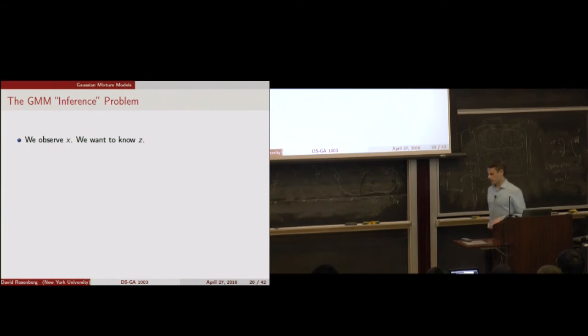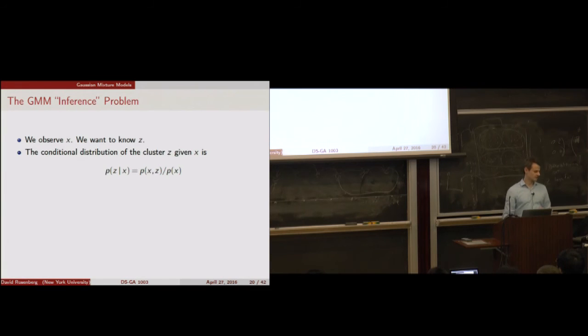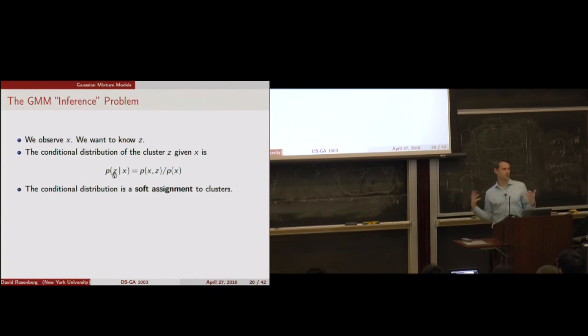And then the Gaussian mixture model inference problem. What's the inference problem? The inference problem is we observe x and we want to know z. We assume we know all the parameters of the model. That's what inference is. Okay. So let's see how we would do that. So we know the full joint distribution of x and z. We want to know the cluster z. Sure, just take the conditional distribution of z given the observation x. And that gives you a distribution over clusters for a given point x.